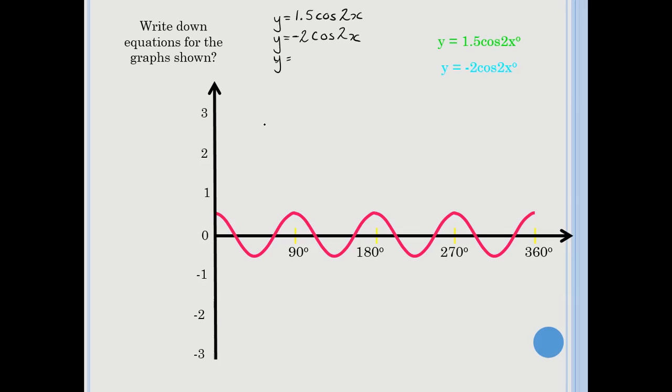For our purple one, it's going to be positive because the graph is starting and then going down. I've got an amplitude of 0.5, so I'm going to have 0.5 cos. And now I want to see how many times it repeats itself. So there's 1, 2, 3, 4 times.